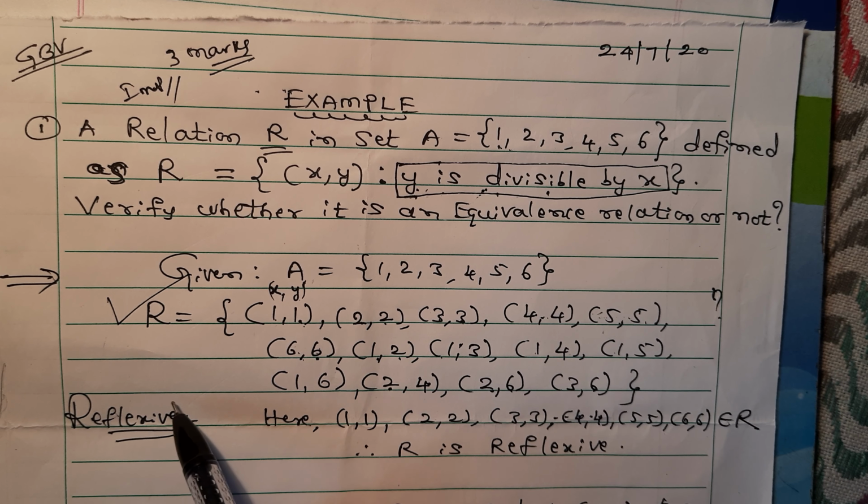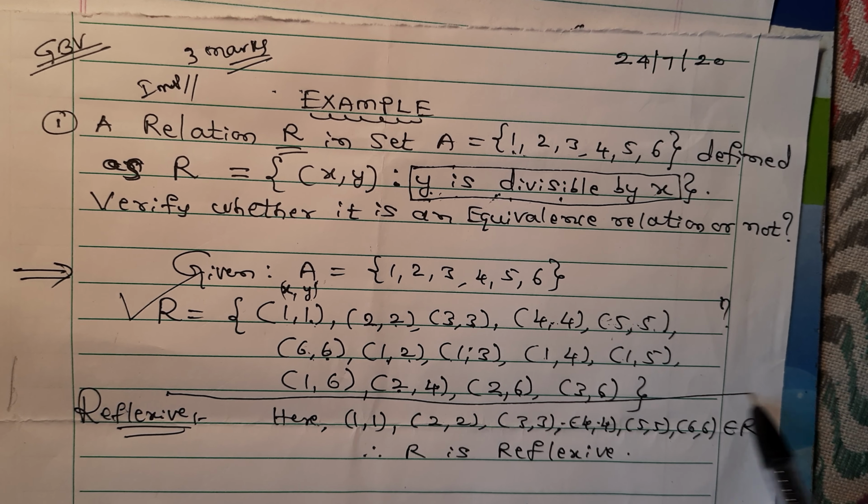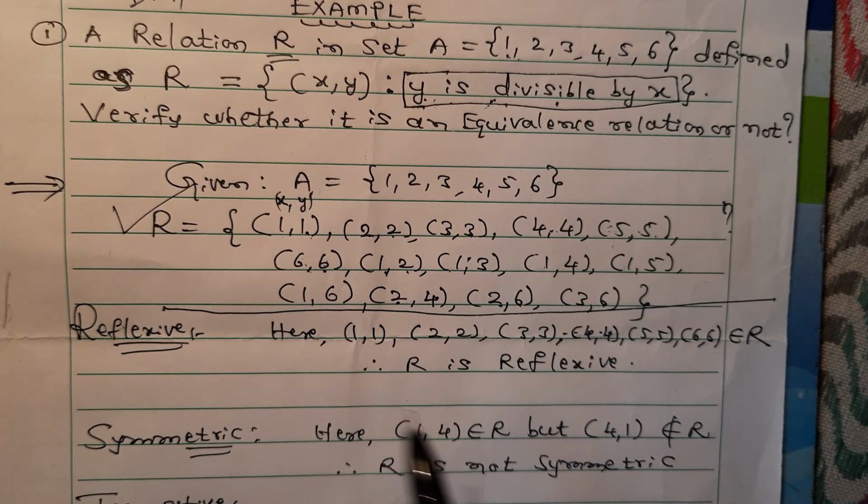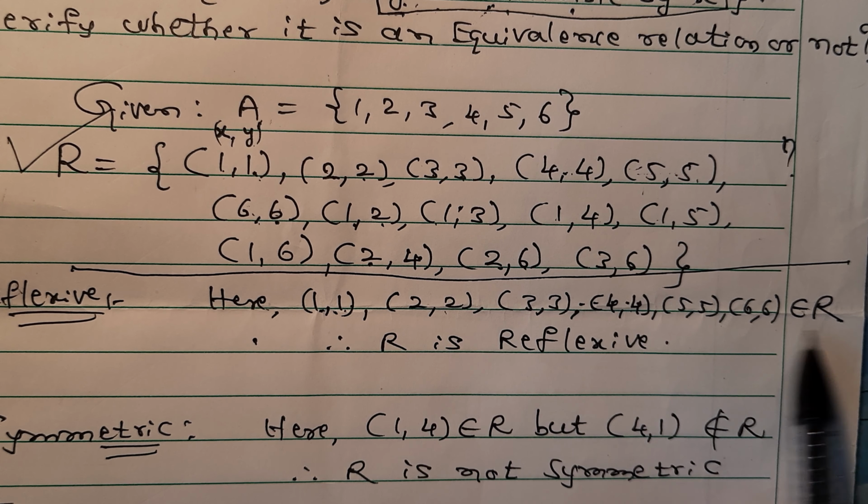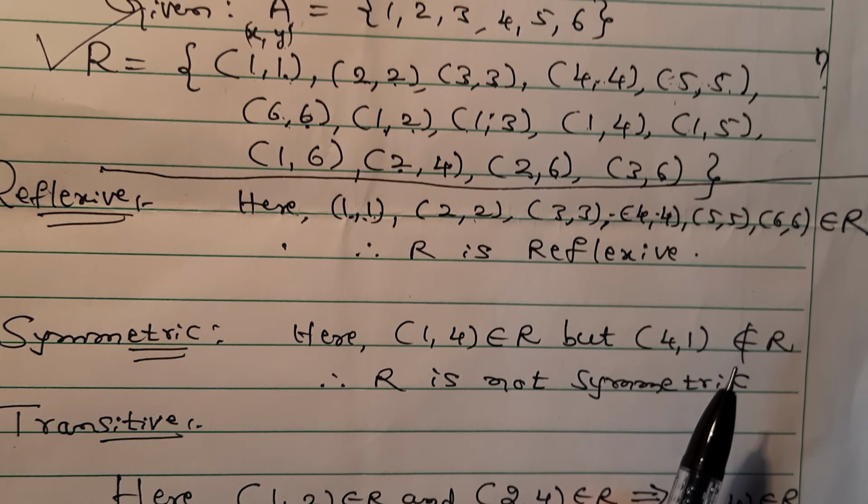First we have to write all these pairs correctly. Then we shall go for the properties here. Reflexive property. See clearly, I can say here, reflexive property. As we know, every element should be related to itself. (1,1), (2,2), (3,3). So all are here. So they belong to R. R is reflexive.